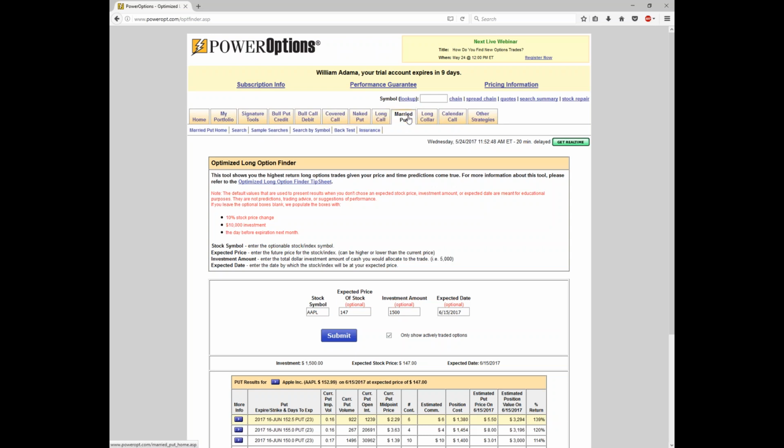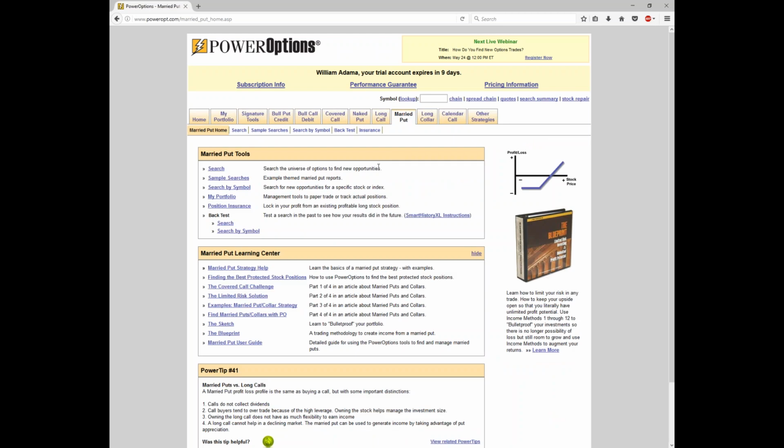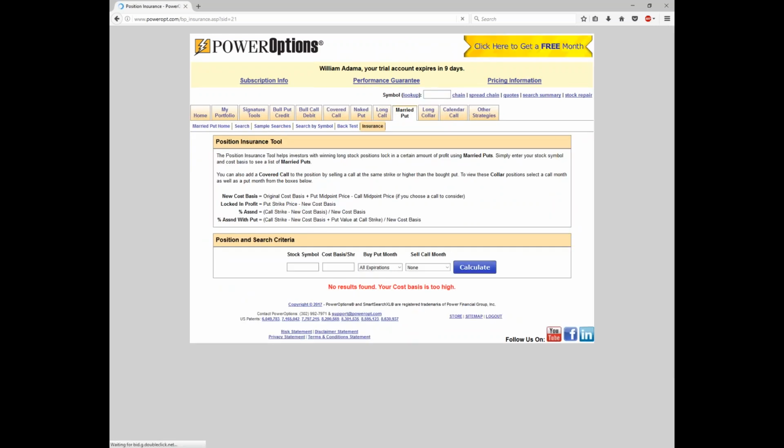For those of us doing married puts or long collars, there are two tools that you can use. If you're tracking a stock, or there's a stock in your portfolio that you already have a gain in, you'd want to be using the insurance tool. So if I'm sitting on shares of Apple that I purchased, let's say I purchased at 147, this tool allows you to just put in your cost basis for the stock and your symbol, and you can toggle between the different expiration months. I'll start off with all months for the put.